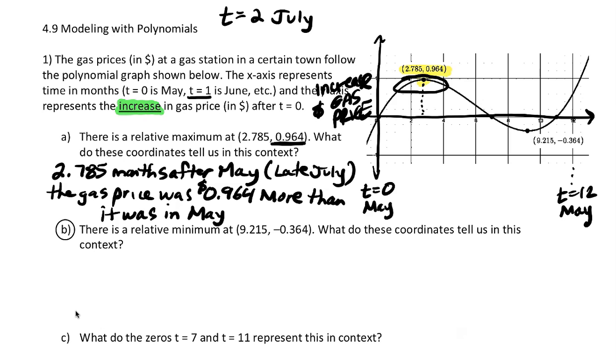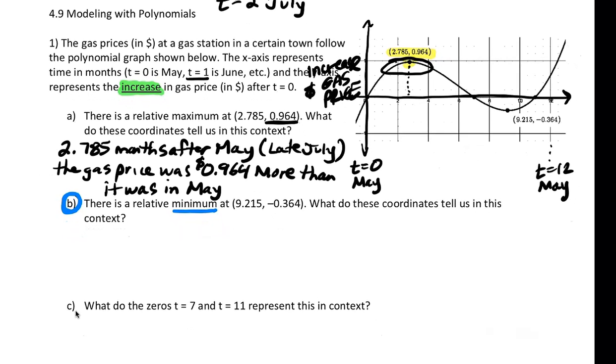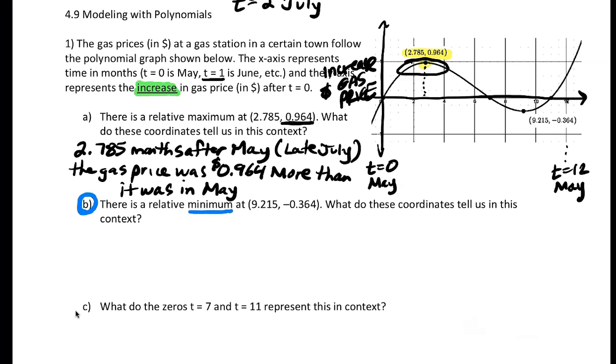And you can see I asked a similar question for B, but B is going to be on your try this. So you could answer it now if you want to save yourself time later. But we're asking about the relative minimum on the graph for that try this. Let's move on to part C.